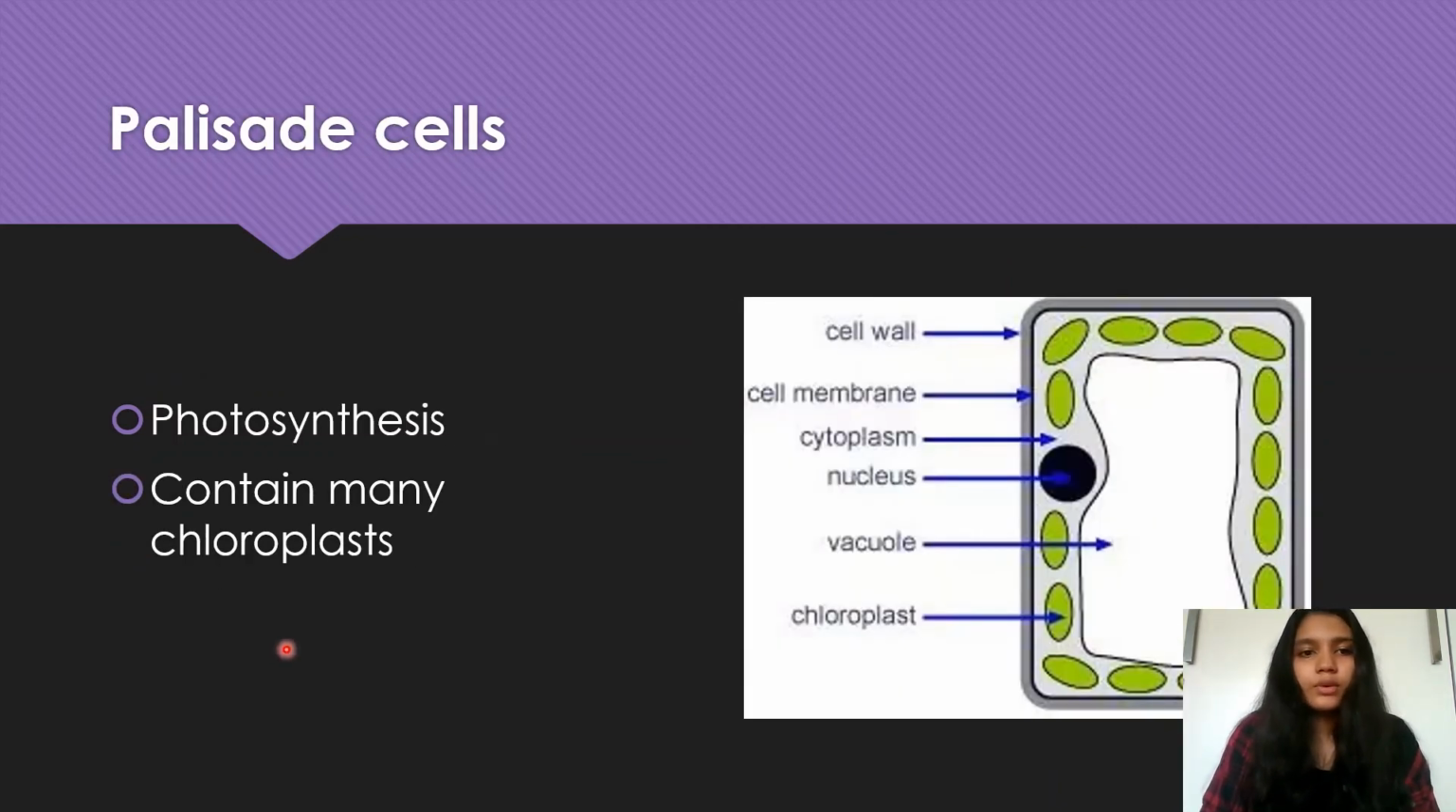Okay, then you have the palisade cells. It's where photosynthesis occurs, and they have many chloroplasts. That's their adaptation. So here you have the cell wall, the cell membrane, the cytoplasm, the nucleus, vacuole, chloroplast. Again, it's like your normal plant cell structure. Just learn this. Very often, the parts are labeled with letters, and you're supposed to name the letters. So don't mess up there. Like 4 marks. Why would you want to lose that?